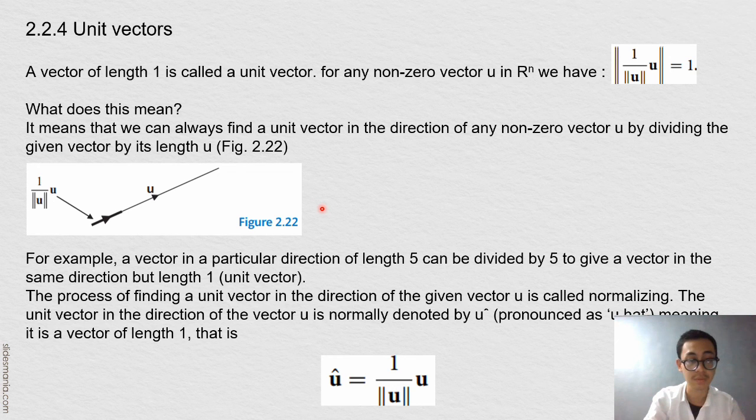The process of finding a unit vector in the direction of the given vector u is called normalizing. The unit vector in the direction of the vector u is normally denoted by u with an accent, pronounced u hat, meaning it is a vector of length 1. That's it.